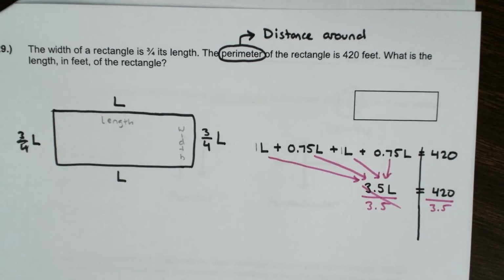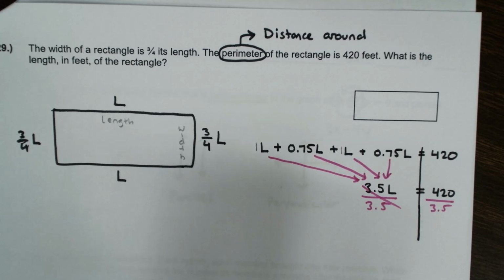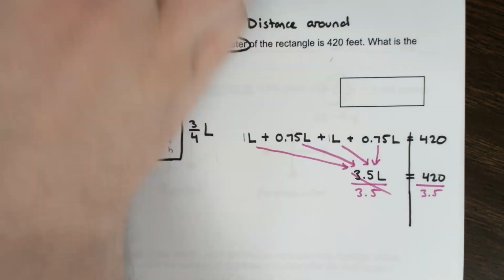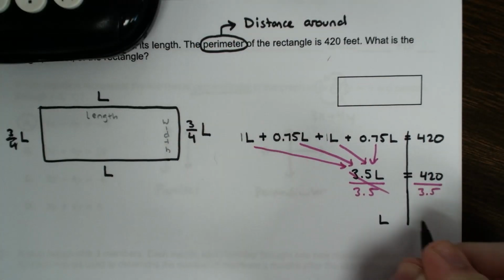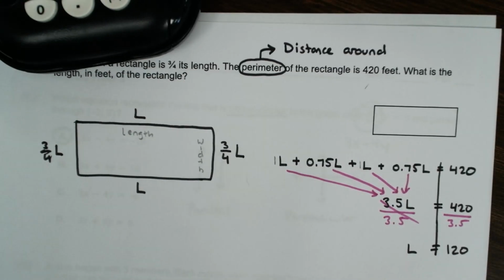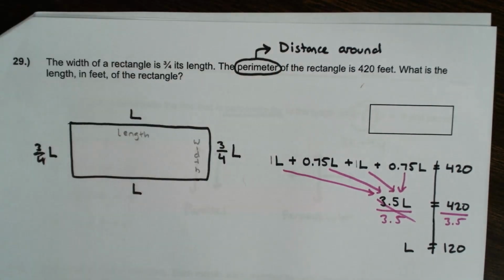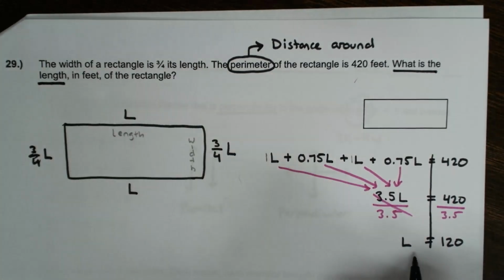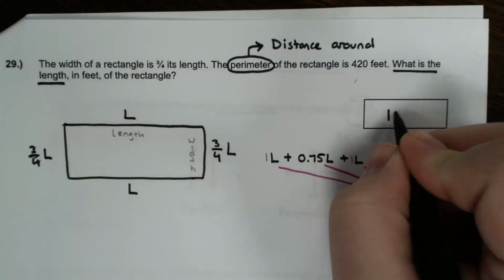At this point, you've got your calculator, so you can either type that into Desmos or on your handheld. 420 divided by 3.5 comes out to 120. Is my answer 120? Are you sure? It's asking what is the length. Well, I got the length. So the answer is 120. I don't have to worry about the width.